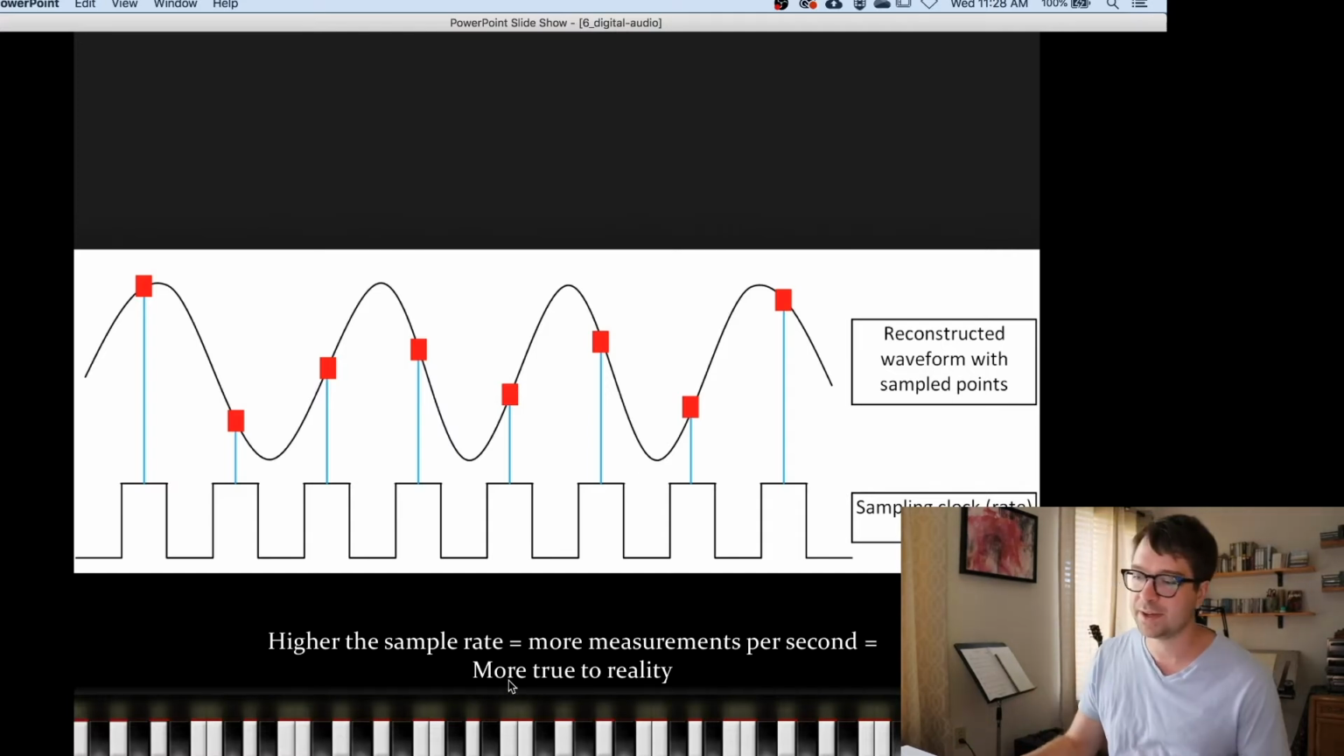Because, here's the thing, if I don't measure fast enough for my samples, like let's say here's my wave and then my sample rate is this fast. If we draw a line between those red dots, it's not going to look like the original wave at all. It's going to look all janky and weird. So it also wouldn't sound like the original wave if we're talking about sound recording. So basically, the higher the sample rate, the more measurements you have per second, and the more true to reality the recording is.